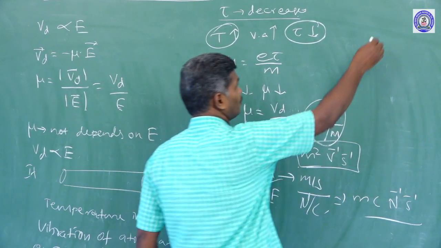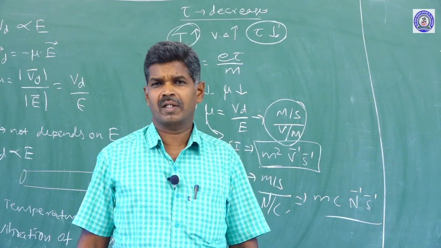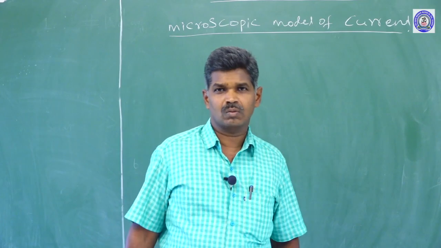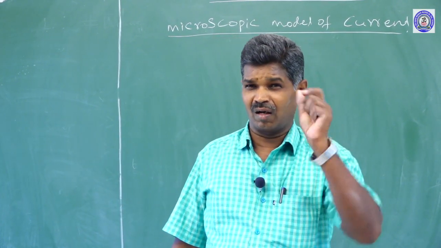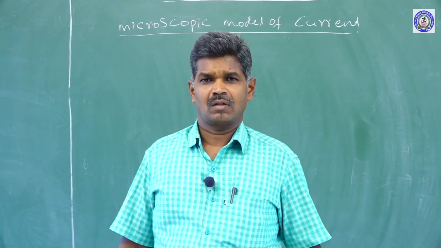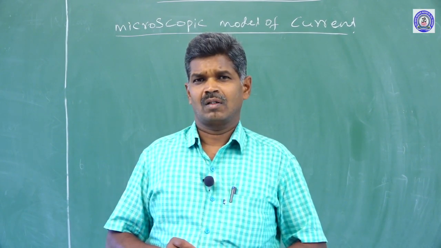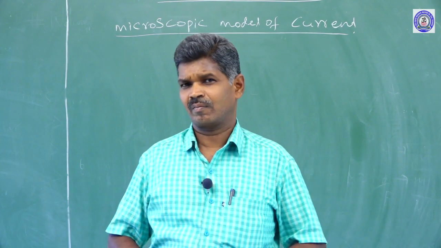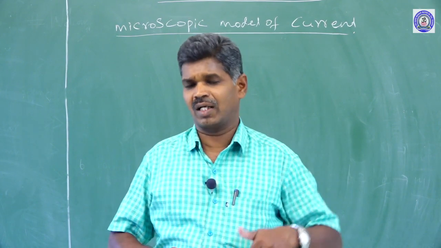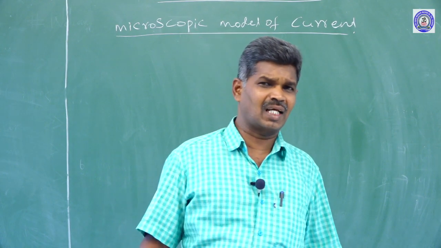Next we have a very simple topic, the microscopic model of current. We are going to see about the microscopic model of electric current, a very important topic that gives the relation between drift velocity and current. Previously, we saw the relation between electric field and drift velocity. Now we are going to see drift velocity to electric current.